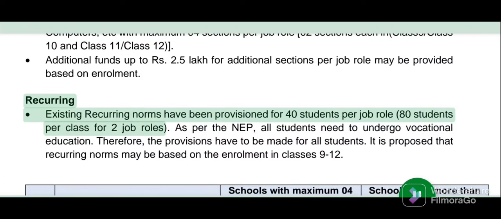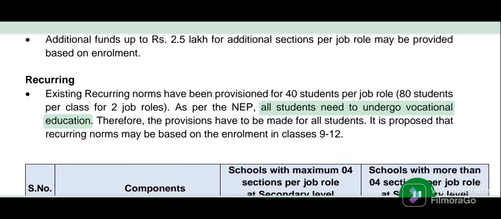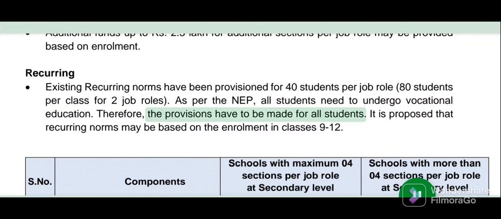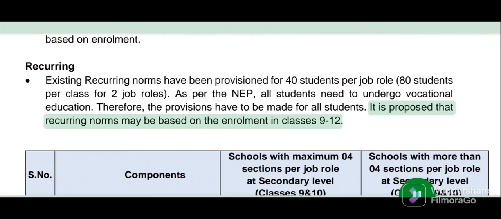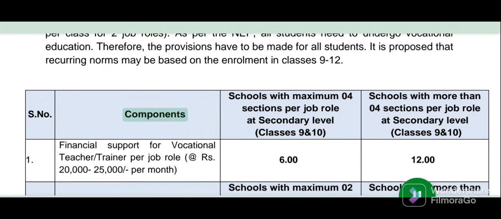Existing recurring norms have been provisioned for 40 students per job role, 80 students per class for 2 job roles. As per the NEP, all students need to undergo vocational education. Therefore, the provisions have to be made for all students. It is proposed that recurring norms may be based on the enrollment in classes 9 to 12. Components: schools with maximum 4 sections per job role at secondary level, classes 9 and 10. Schools with more than 4 sections per job role at secondary level, classes 9 and 10.